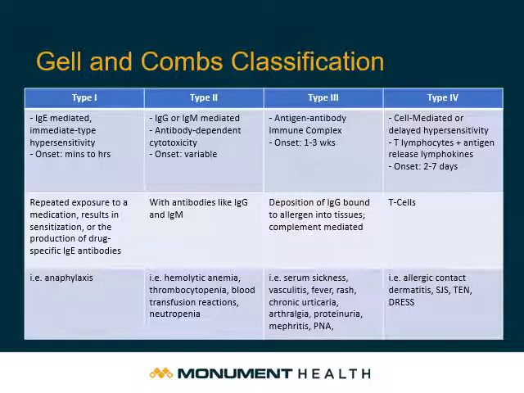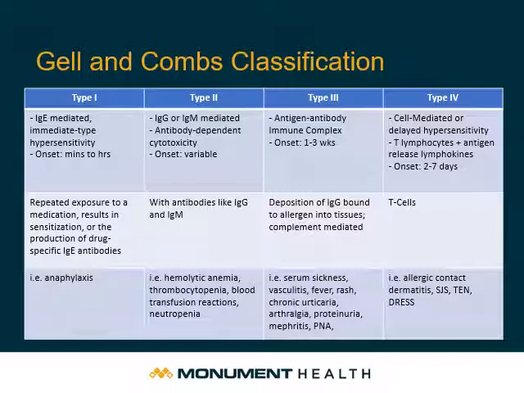It's the Gell and Coombs classification. So if we look at type 1, we can tell it's going to be most likely IgE mediated. It's going to be an immediate type hypersensitivity, and its onset is going to be minutes to hours. So repeated exposure to a medication results in sensitization, or the production of drug-specific IgE antibodies. So you're typically thinking anaphylaxis with a type 1.